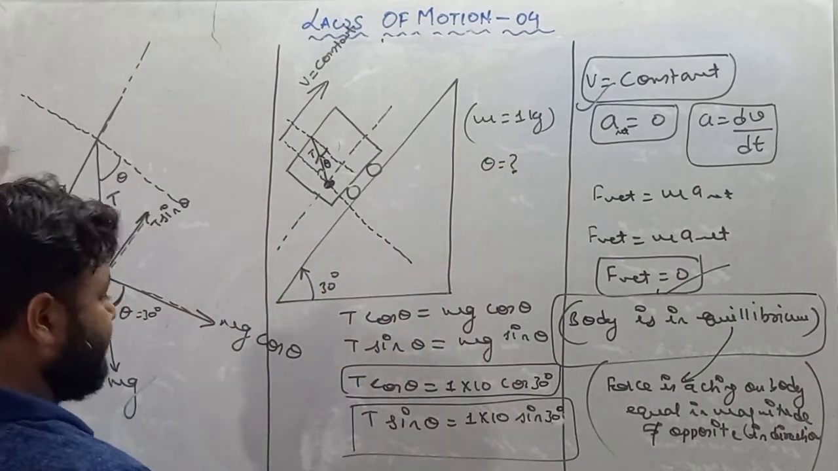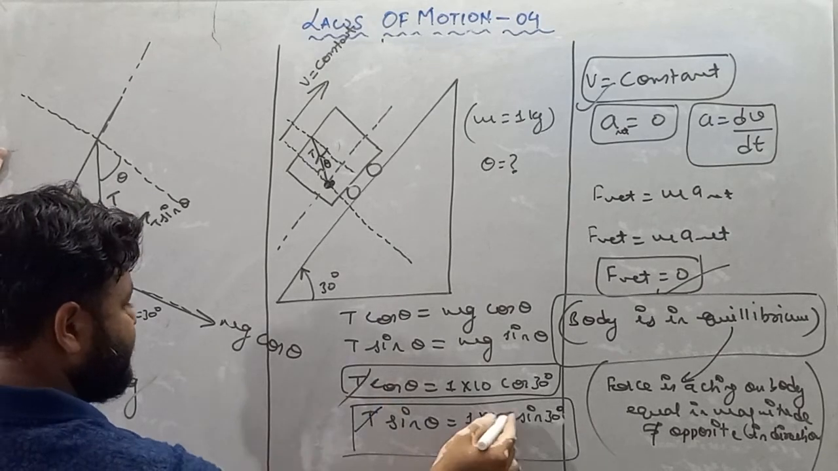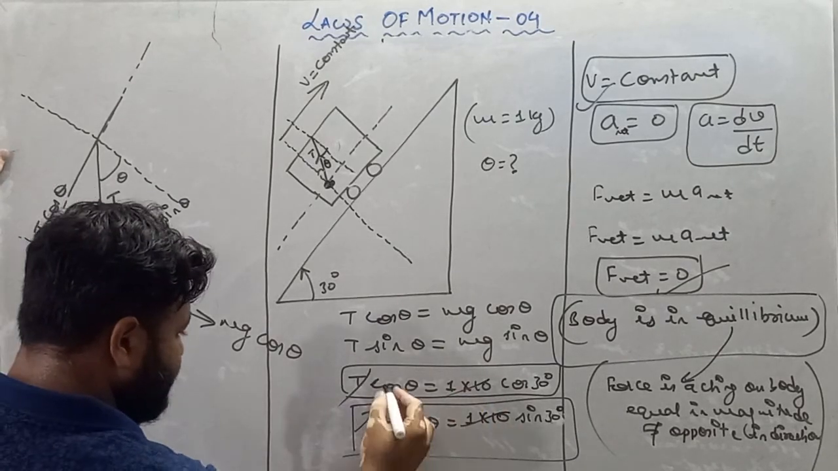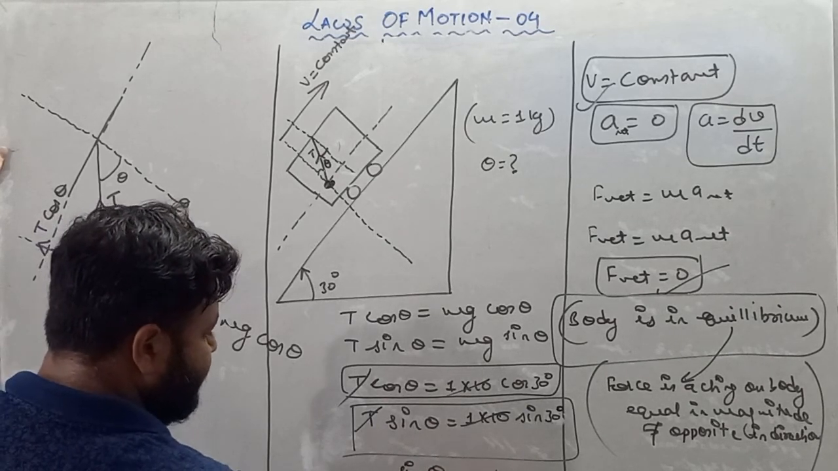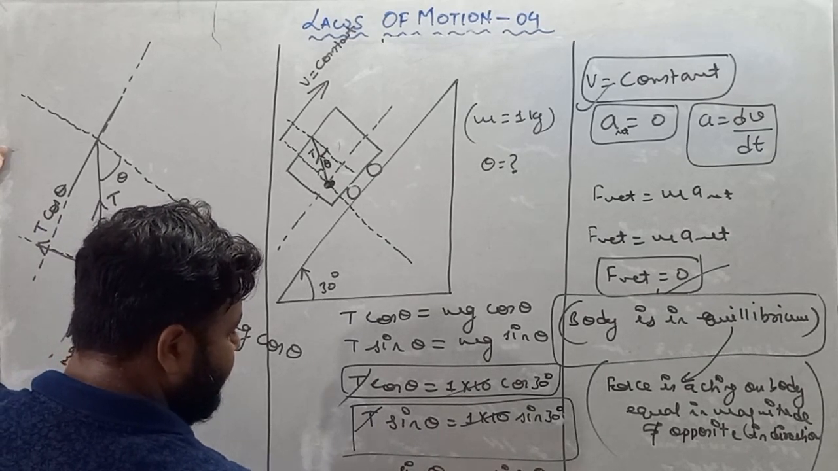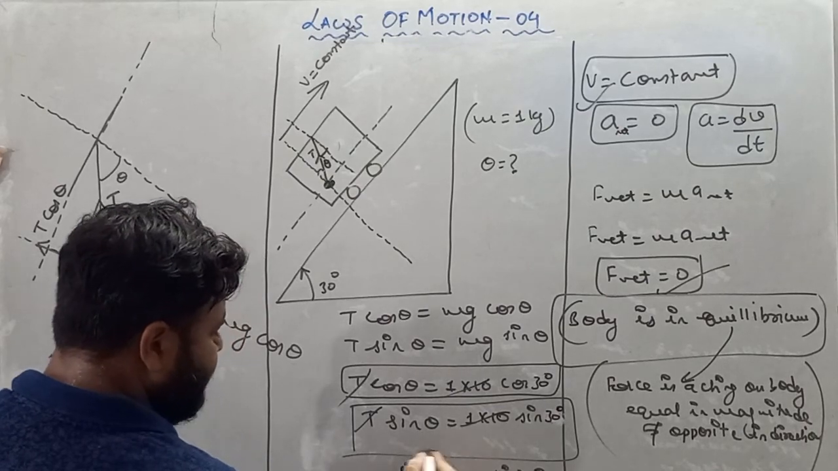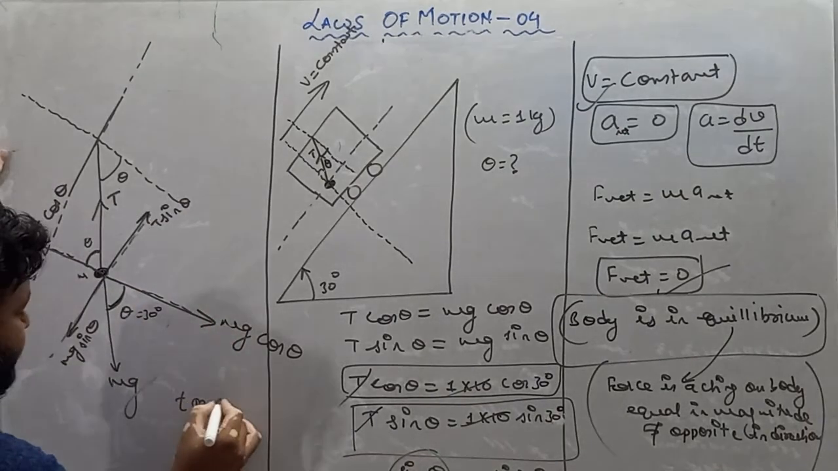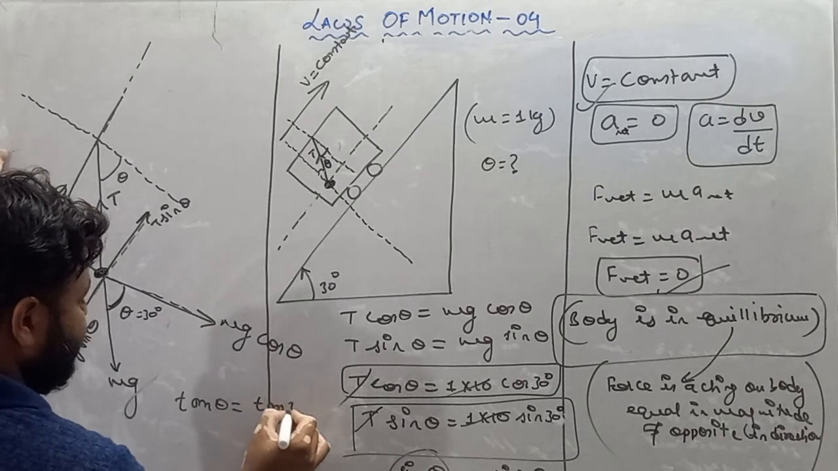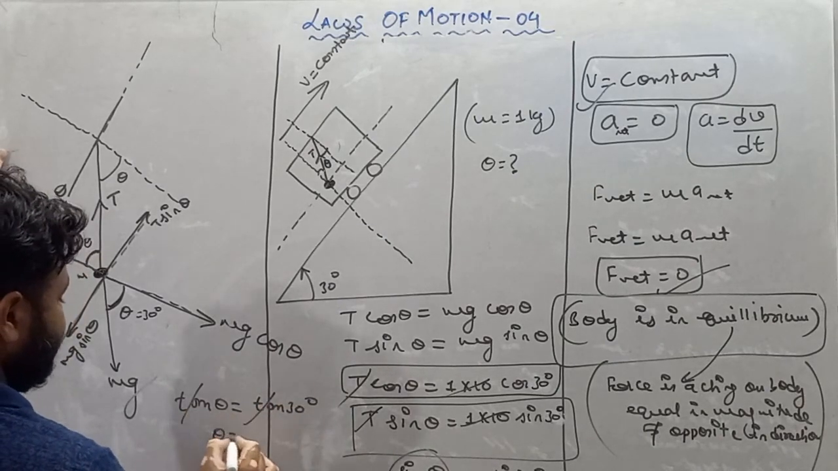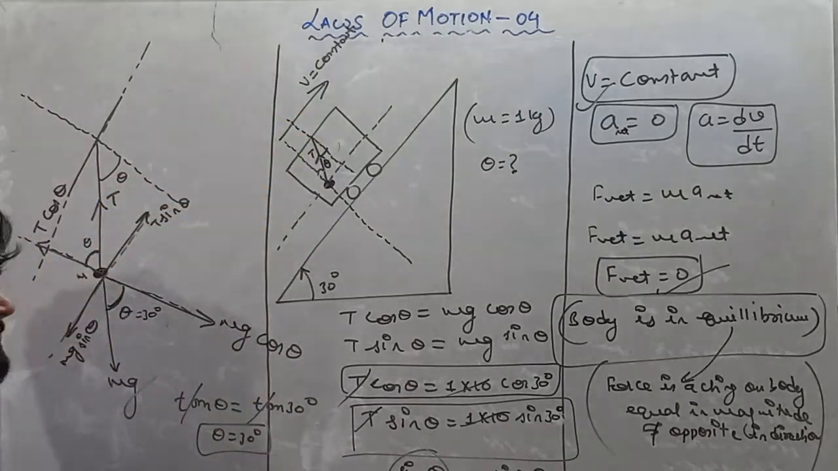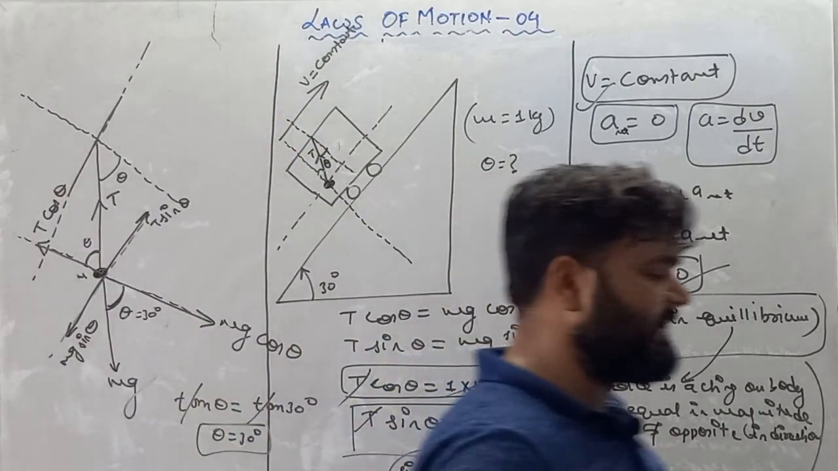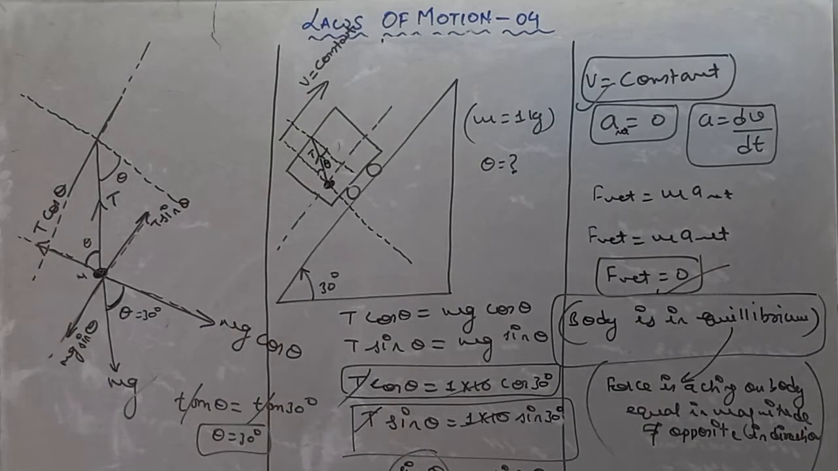So divide both equations. So T gets cancelled, 10 gets cancelled. So sin theta by cos theta is equal to sin 30 by cos 30. So sin by cos is tan. So tan theta is equal to tan 30. So tan gets cancelled, so theta is equal to 30 degree. You have to find this angle, my dear student. There is a confusion about what the question is asking. So I hope you all understand this concept, dear student.